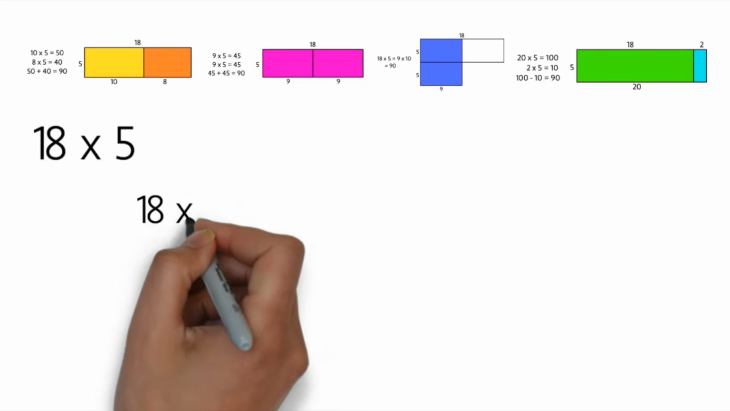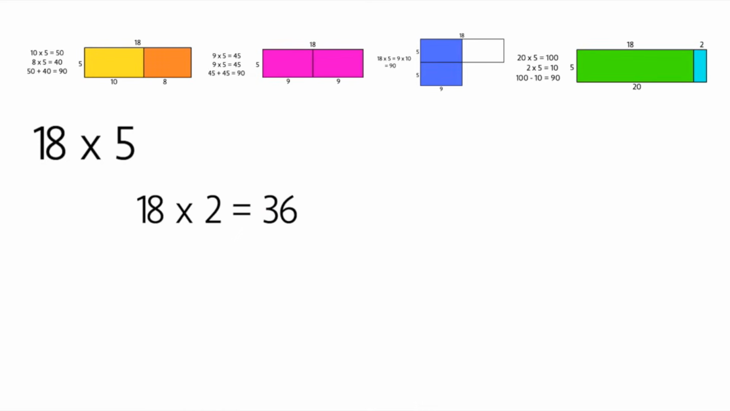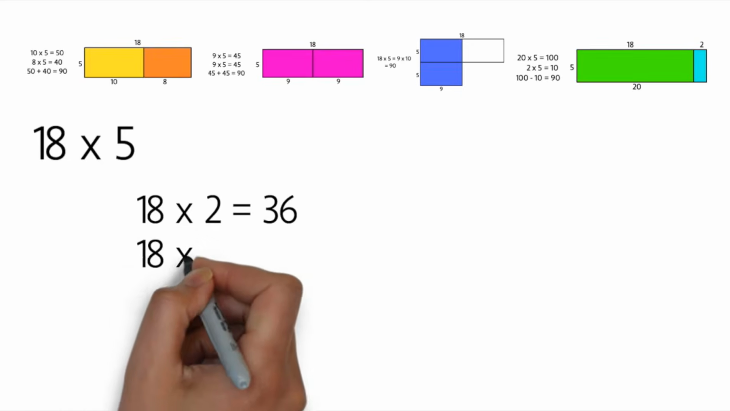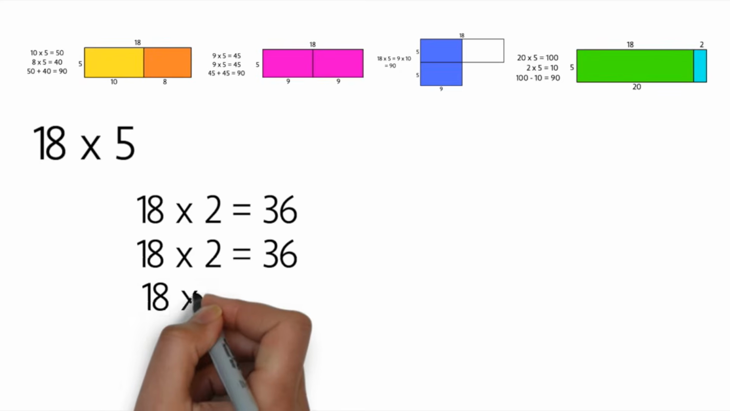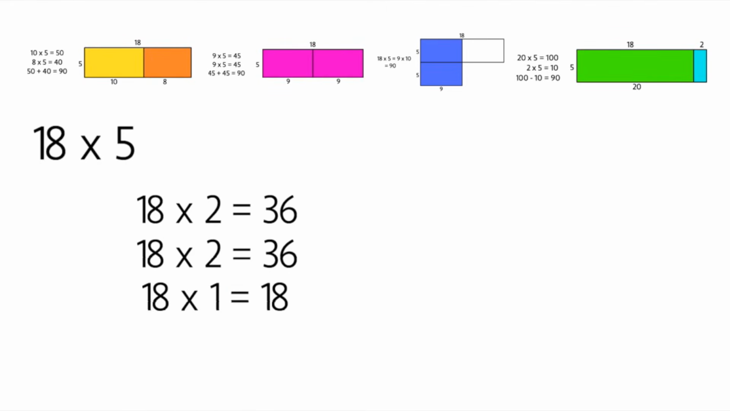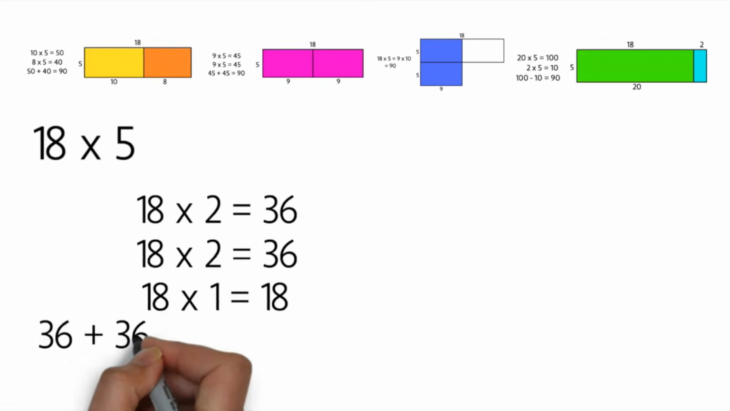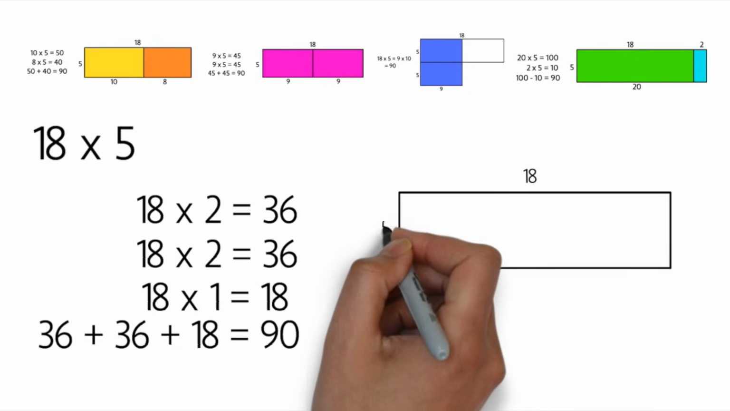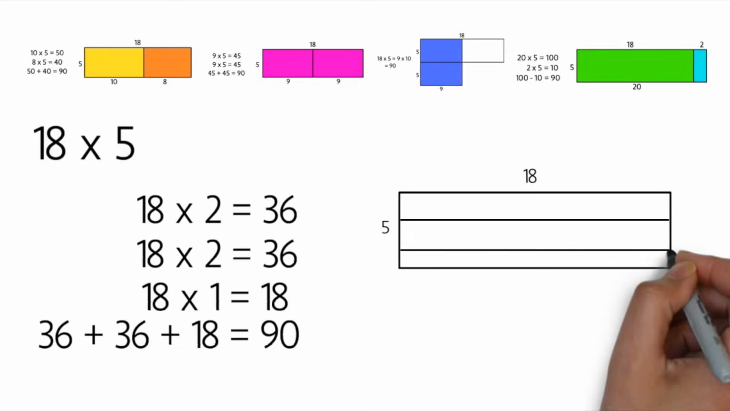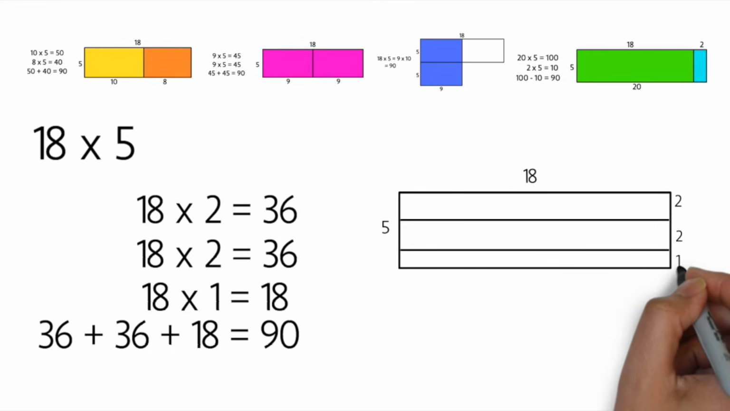Another way, a fifth way of solving it, is not to think of 5 18s, but to break that up and to think of 2 18s are 36, and then we have another 2 18s are 36, and add on a single 18 to give us 90. And that visual looks a little different to our others, so if we have our 18 times 5 rectangle, this time we've broken up the 5 into a 2, a 2, and a 1.